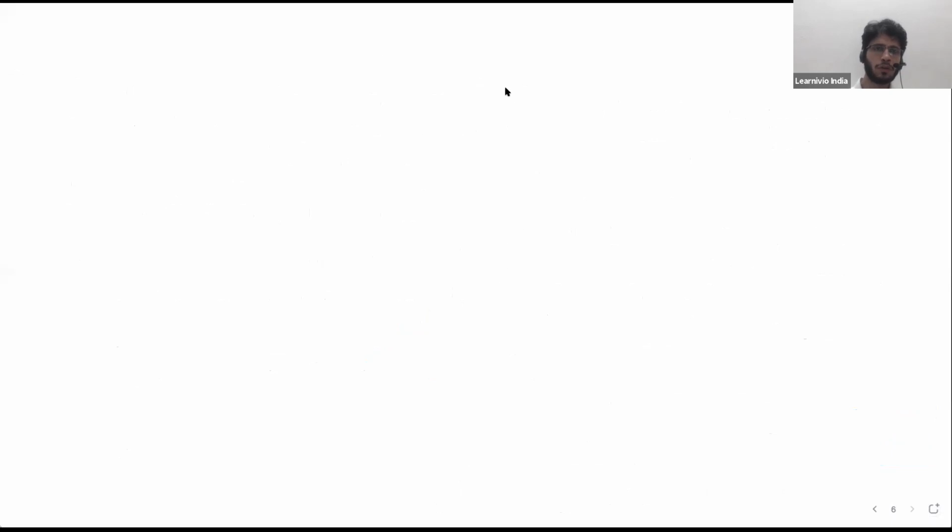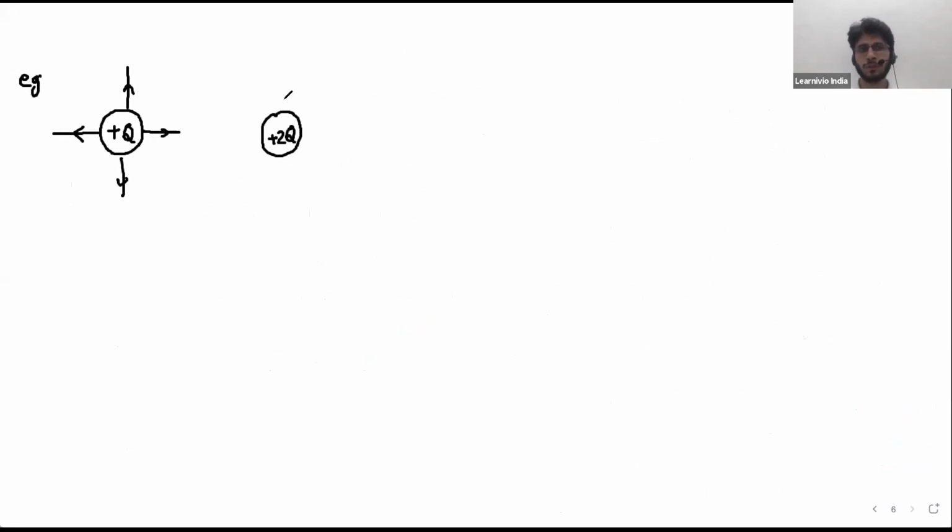There's one more thing about the field lines. One small example. Say I take a charge of some q, and for this charge I draw 4 field lines: 1, 2, 3 and 4. Now I take a charge twice the previous one, 2q. When I double the charge, the number of field lines will also get doubled. Earlier it was 4, now this will be 8 field lines for this charge.